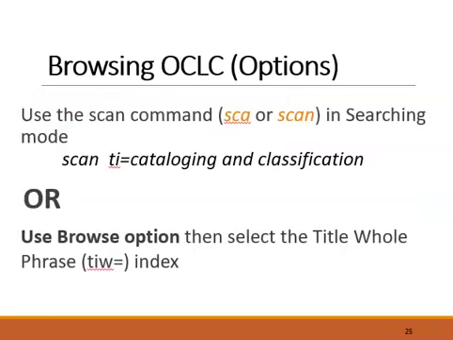You have two ways to browse, either in the command line search by starting with the code SCA or scan. This directs the system to specifically browse an alphabetical index instead of search the content of that index. In this case, the equal sign is a necessary substitution. Or you can click the Browse button and skip the scan command and index label.